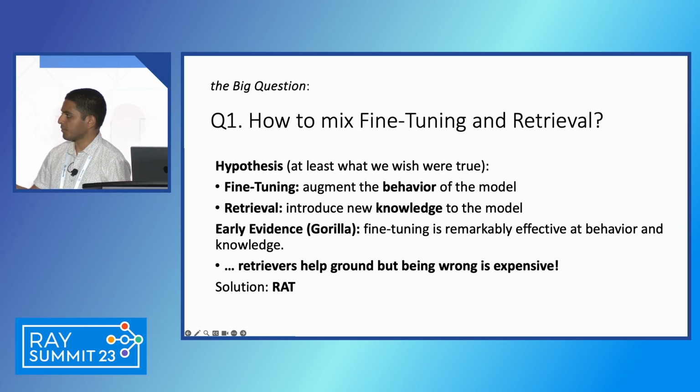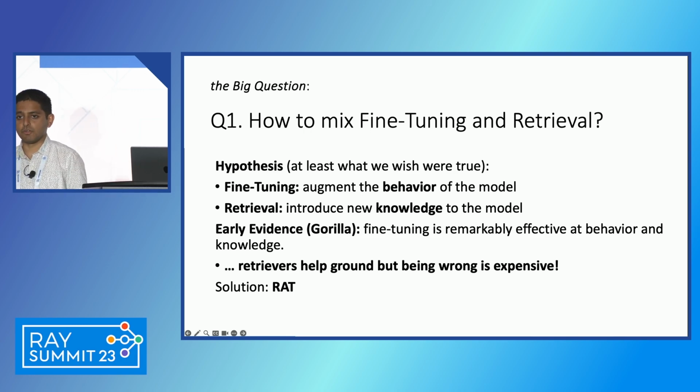Except you still need retrievers because they help ground the LLM, especially when you don't want it to be wrong. So you can say, look, I want you to use this piece of information to answer the question to me. This is even more critical if you're trying to serve an LLM from your proprietary data, where you may not be comfortable fine-tuning, but can you give it as a retriever?